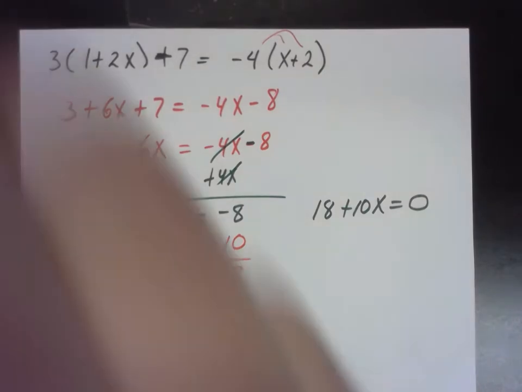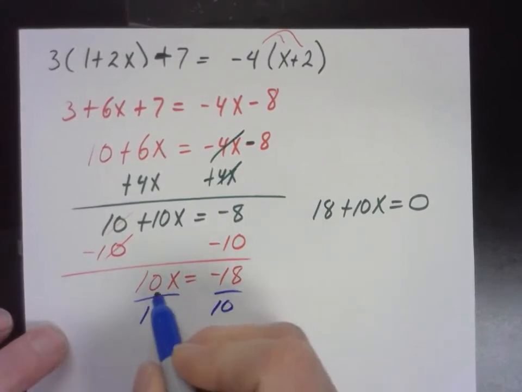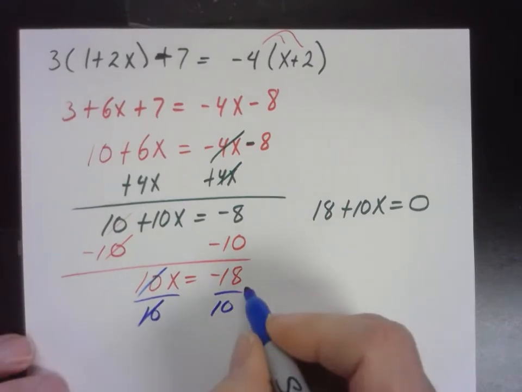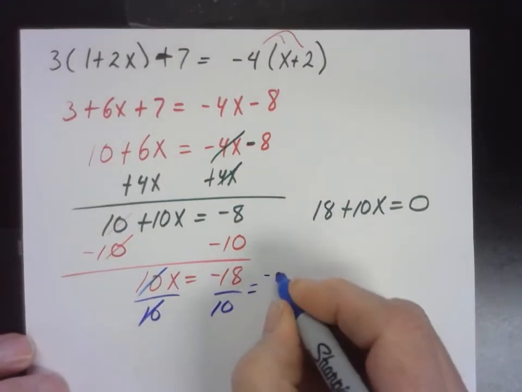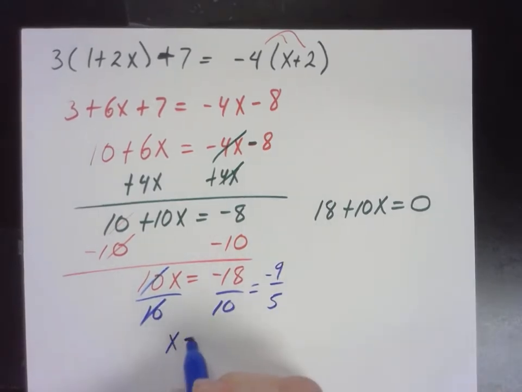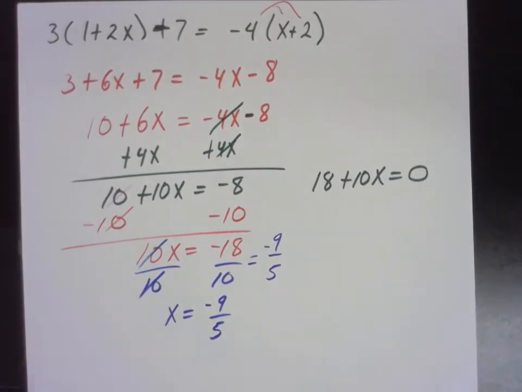Now what? Okay, so divide both sides by 10. And this is how I usually would show my work. I would cancel those out and say, okay, that's 1x now, right? 1x. And over here to the side, I would just put negative 9 over 5. I would reduce the fraction down. Now you can put it down below if you like to do it that way better. Doesn't really matter. That's how it works.